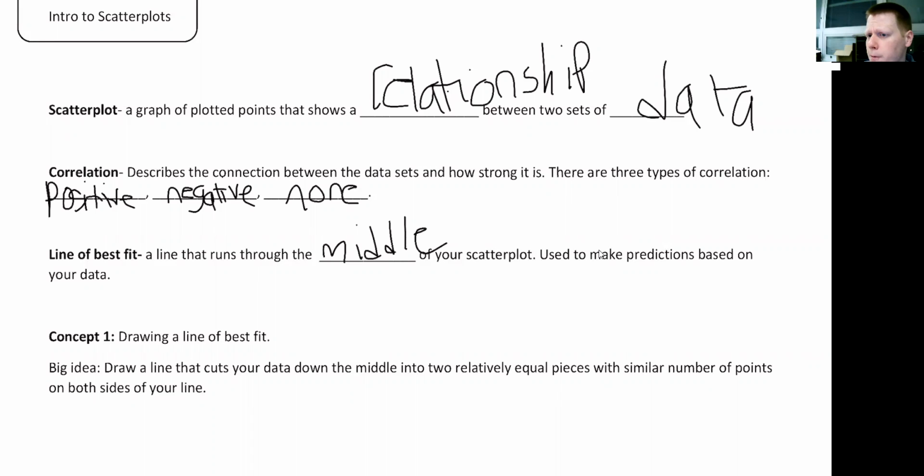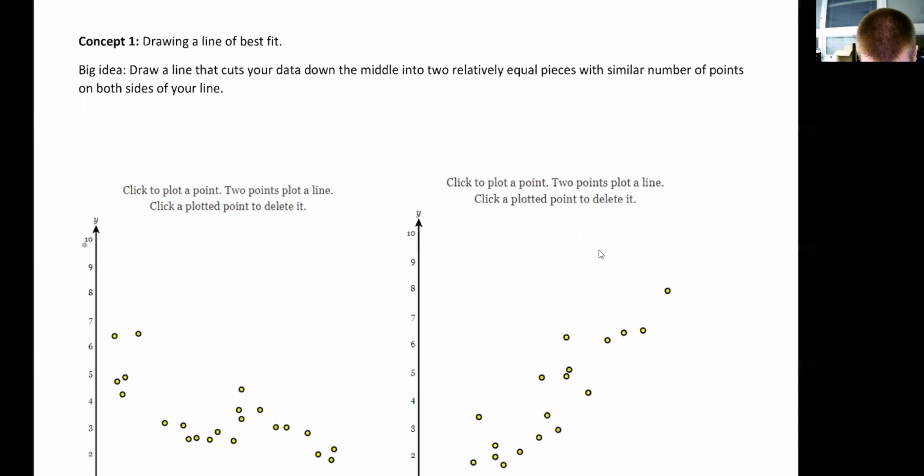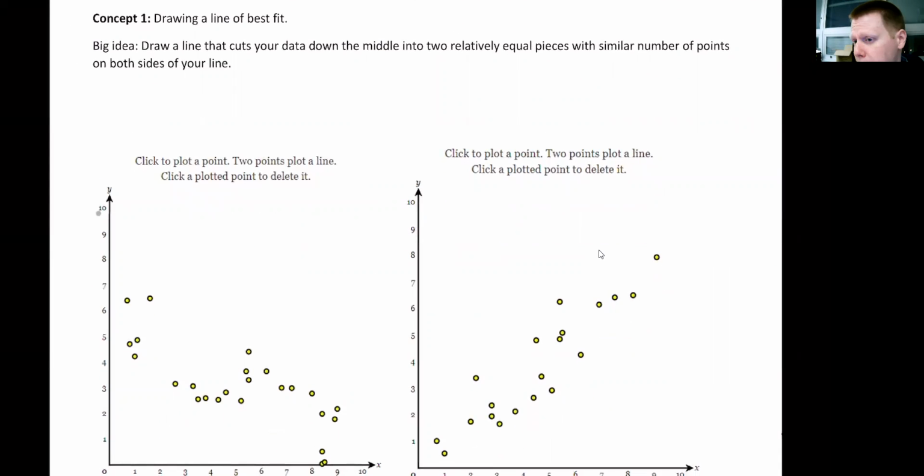So these are just some vocabulary words. We're going to jump into 4 concepts today. These follow the Delta Math sections very closely, and all the questions today are pulled directly from Delta Math. So please have this note sheet handy when you're trying the Delta Math assignment today or tomorrow. But the first concept we're going to look at is how to draw a line of best fit.